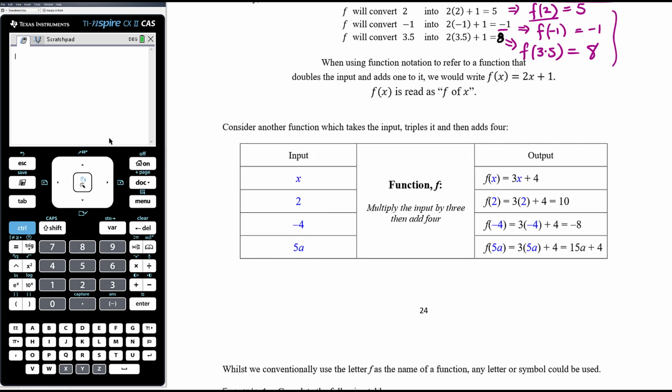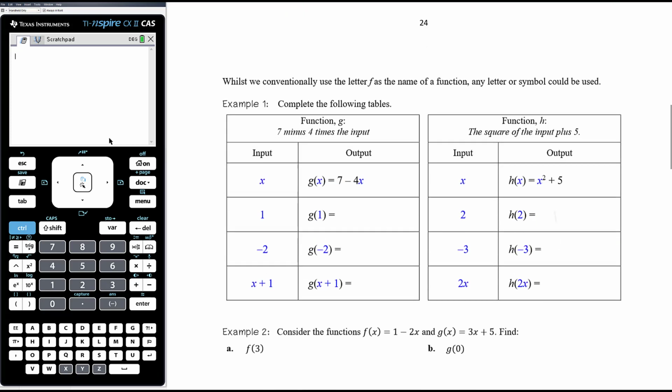Okay. These are essentially the y values. When x equals 2, y equals 10. The input is 2, the output is 10. When x equals negative 4, y equals negative 8. When the input is negative 4, the output is negative 8, etc.